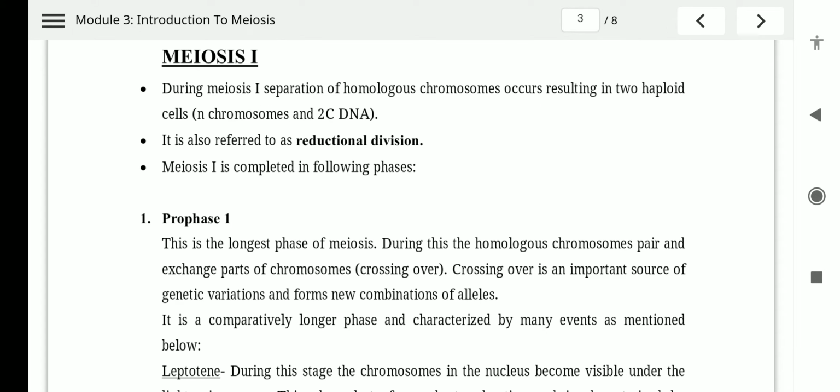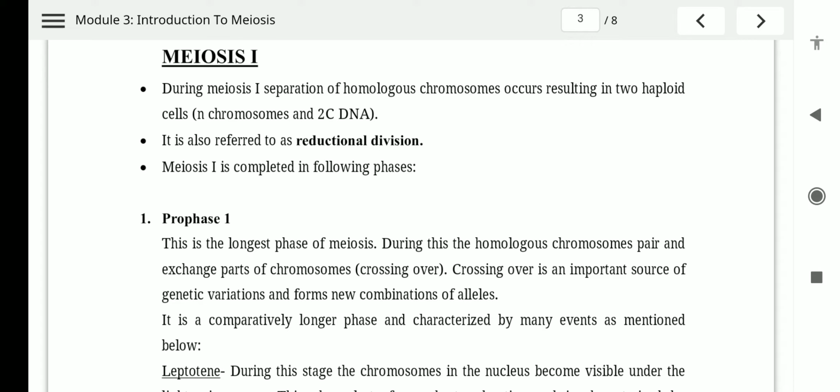Students, during meiosis 1, separation of homologous chromosomes occurs, resulting in 2 haploid cells. So, in this division, homologous chromosomes separate and 2 haploid daughter cells are formed with n chromosomes and 2C DNA. It means the chromosome number will be the same, but the amount of DNA will be double. It is also referred to as reduction division because the number of chromosomes becomes half in the daughter cell compared to the parental cell. So, it is a reductional division.